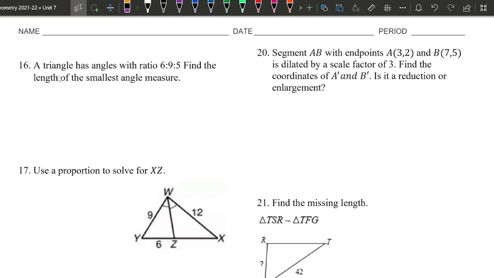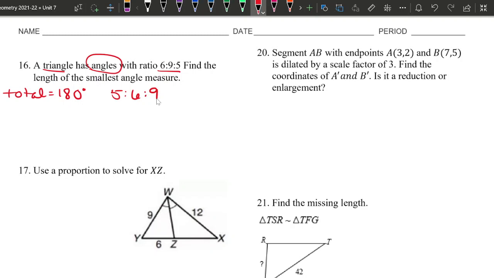Alright, so a situation like this, you're talking about the angles of one triangle, so you're not comparing it to another triangle. And you know the total, because we're talking about angles of a triangle, so we know the total is 180 degrees, because that's how many degrees are in a triangle. And we have this ratio. I like to put it in numerical order, so I'm going to change this around to 5 to 6 to 9.